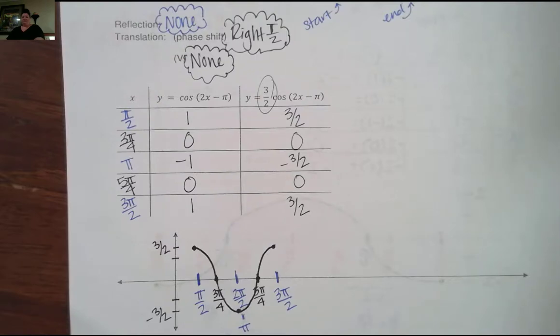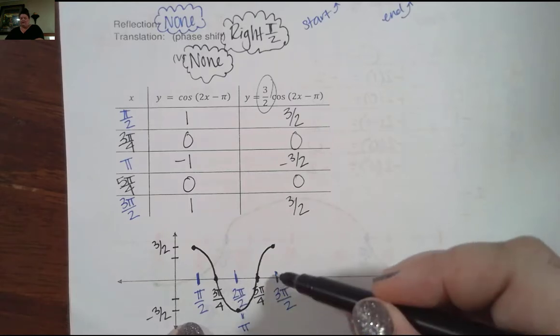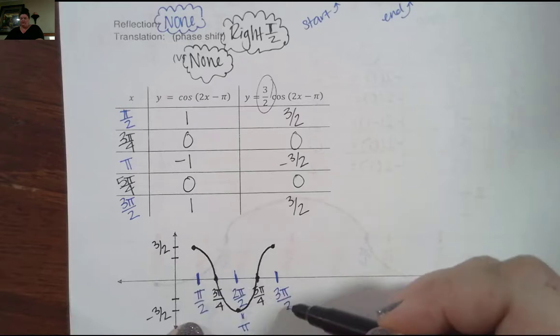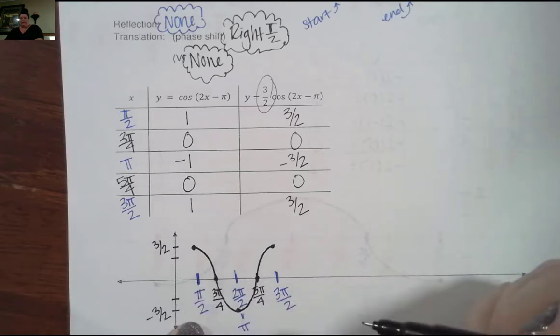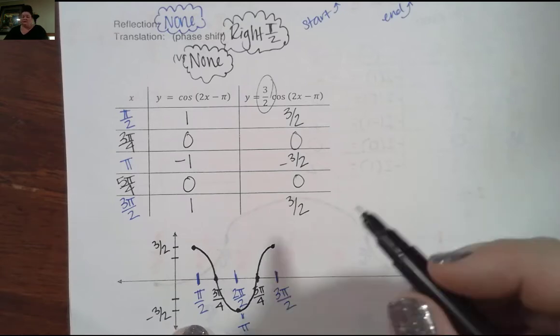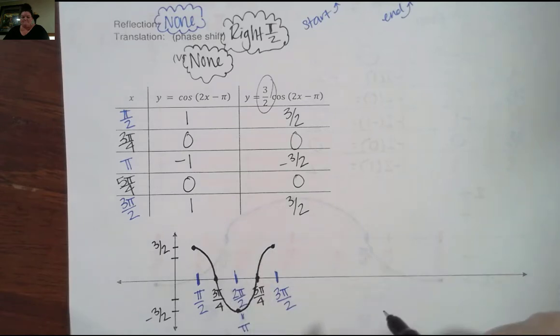perfect. And then if you ever want to check to make sure you know the period, you can always take your last point and subtract your first point. So if I did 3 pi over 2 minus pi over 2, I would get 2 pi over 2, which is just pi, which is our period length. Okay. All right.